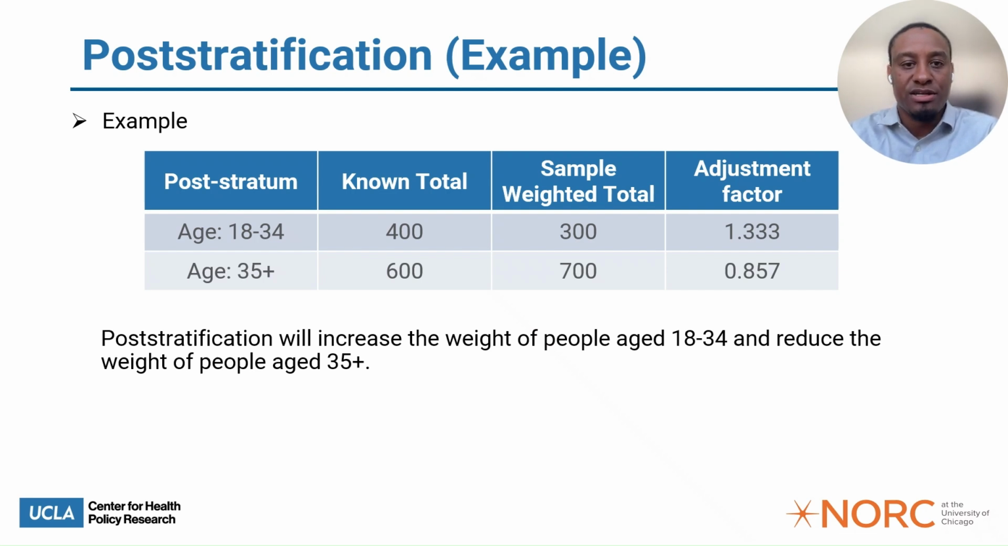So here what we can do is use post-stratification to correct for this potential bias. By dividing 400 by 300, we obtain the adjustment factor for the younger group as 1.3. And then by doing the same operation for the older group, we have an adjustment factor of approximately 0.86. Therefore, we can use these two adjustment factors to multiply by the original weight in our sample to obtain the post-stratified weight.